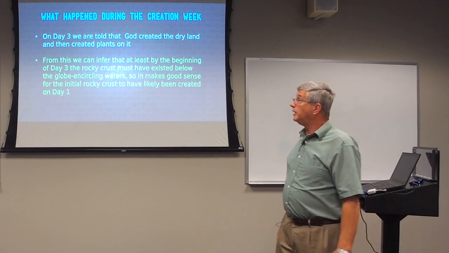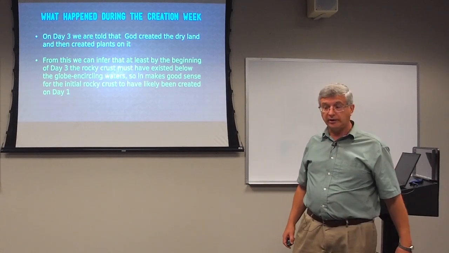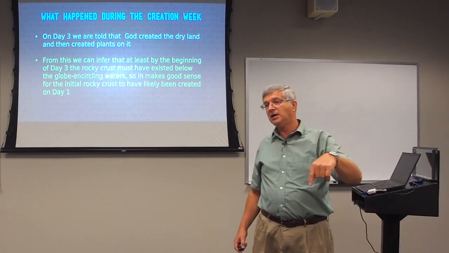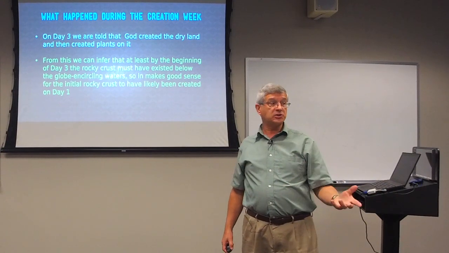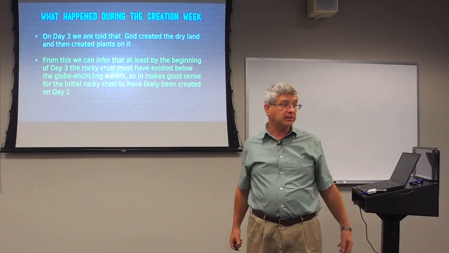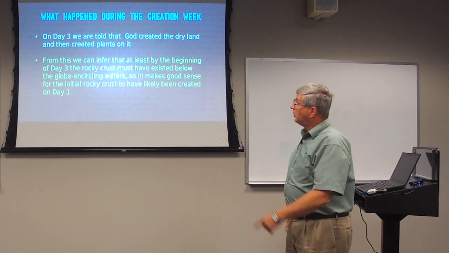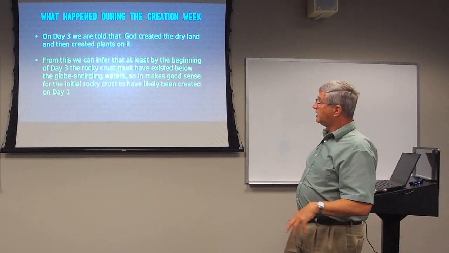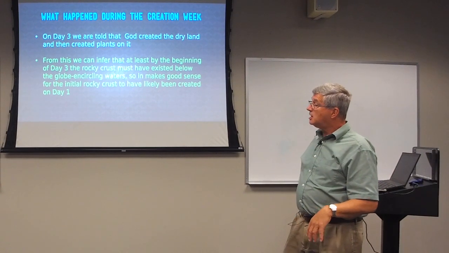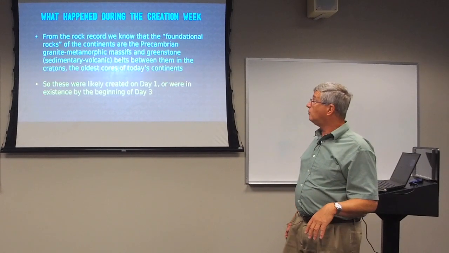But by day three, we're told that God created the dry land, and then he created plants to put on it. By the way, when it tells us he put the plants on that dry land, it infers that there was a soil, and a good soil has microorganisms, so that means when God created that soil, he had all the microorganisms there necessary for healthy plant life. So we can infer that at least by the beginning of day 3, there must have been a rocky crust beneath those encircling waters, because it makes sense, therefore, that that crust may have been created on day 1.